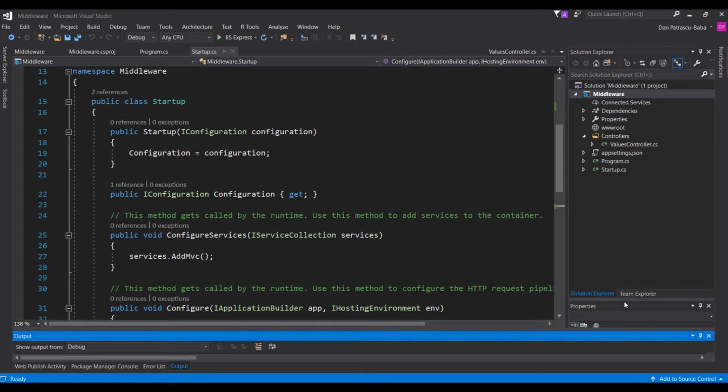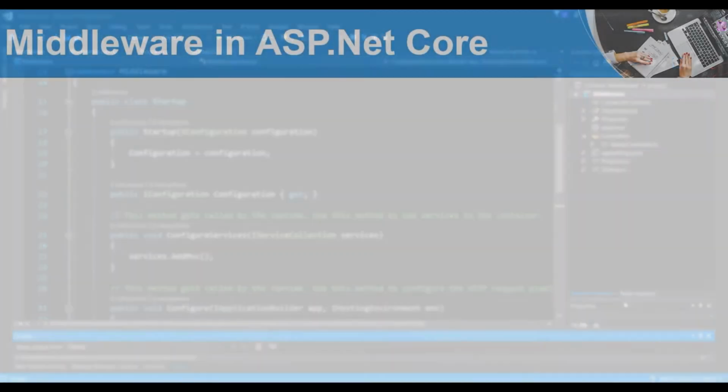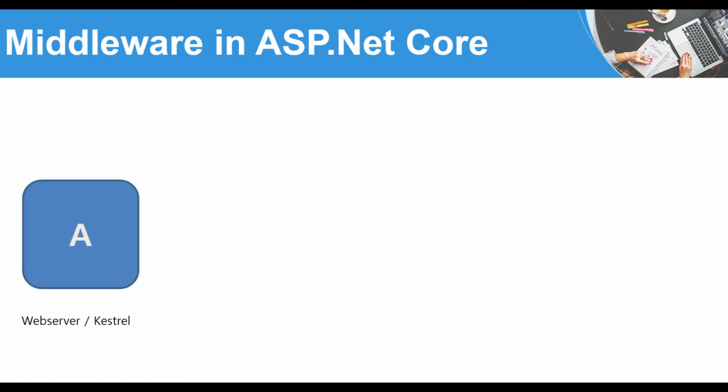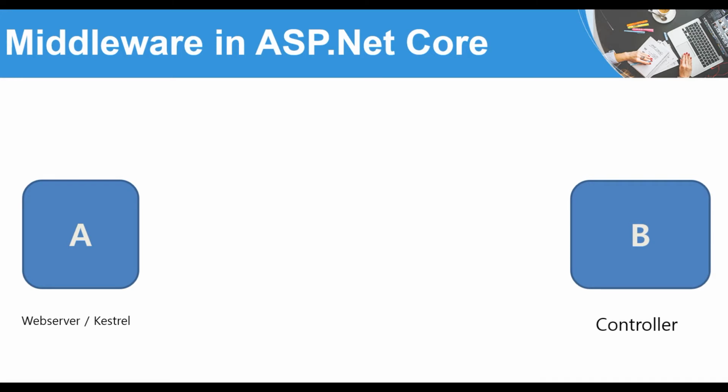So let's start by defining exactly how middleware is supposed to work conceptually. Let's start by trying to imagine what happens when a request comes into our web application or API. So the request will normally hit our web server, which in ASP.NET Core is usually Kestrel, the built-in web server of ASP.NET Core. Let's name this web server as point A. Now on the other side there is also a point B, which is either a controller if we're having an API and a view if we're having a normal web application.